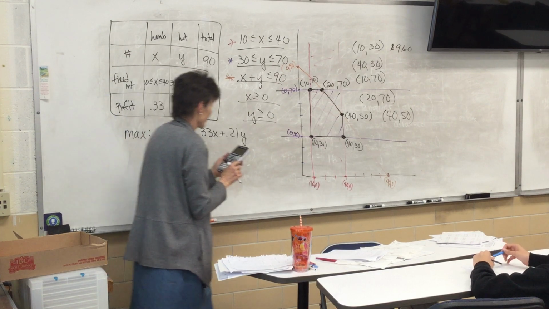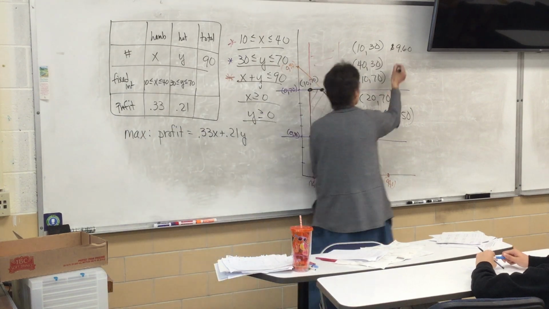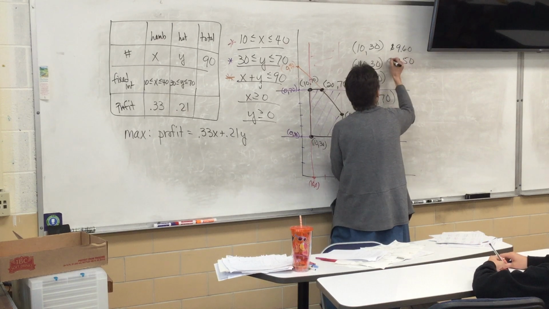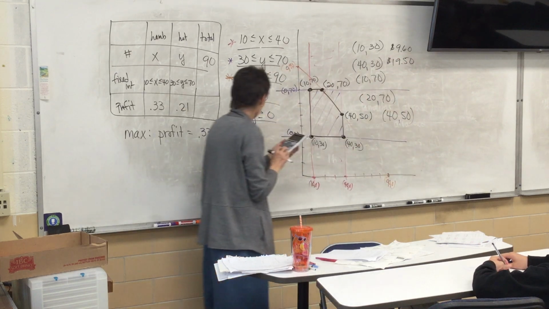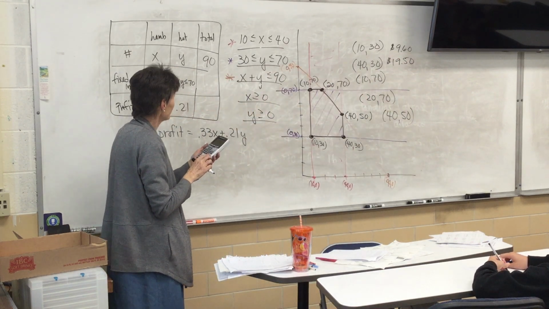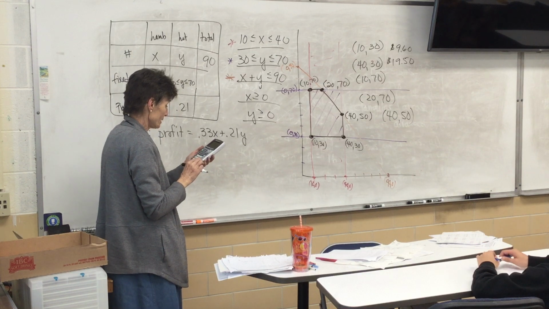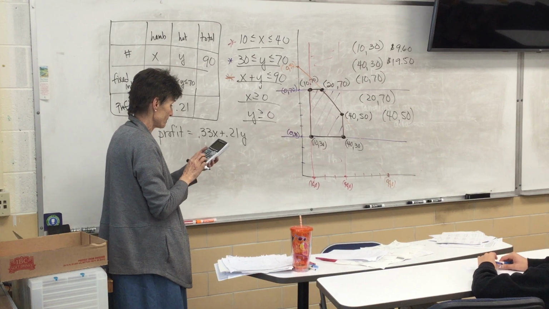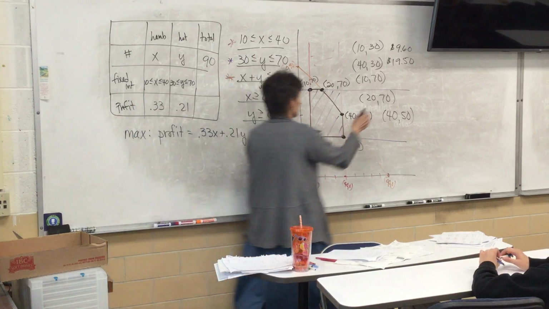4031 is, I got 1950. Is that right? Yep. That seems big, but okay, good. Okay, so 0.23 times 10 plus 0.21 times 70. 18 for that one.